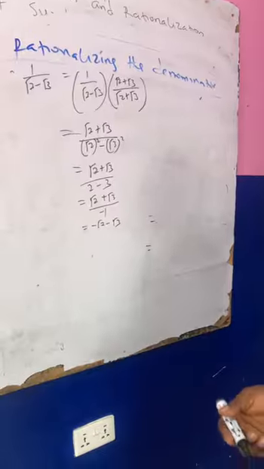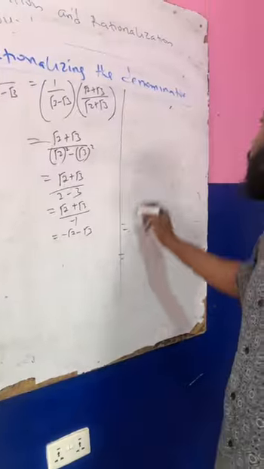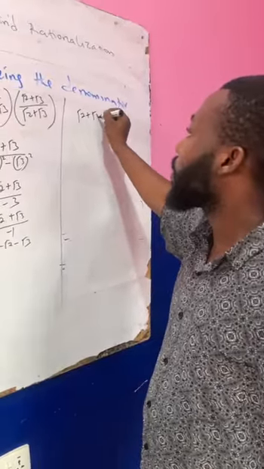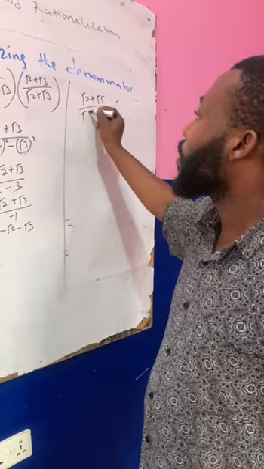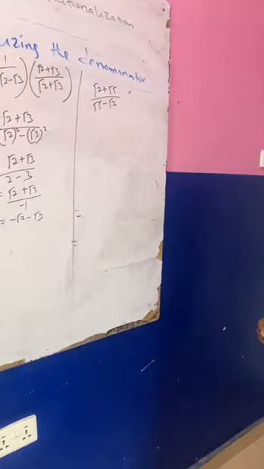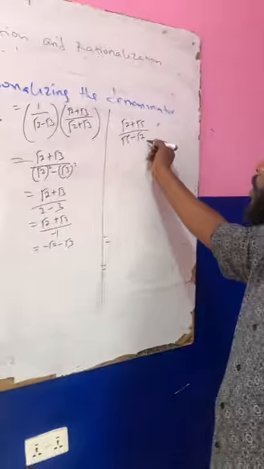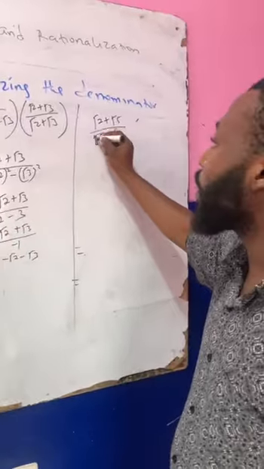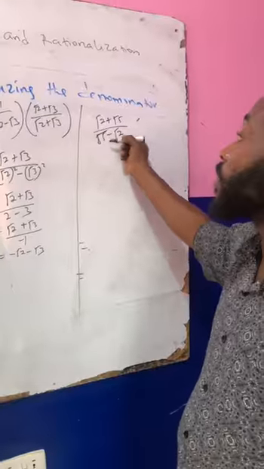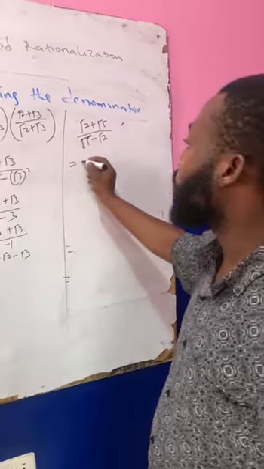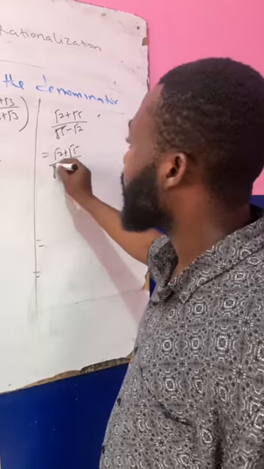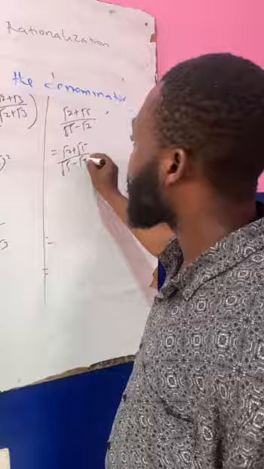Alright, let's take another example. Now I want to rationalize root 2 plus root 5 all over root 5 minus root 2. So, if you want to rationalize, of course, this is a binomial. So all we have to do is to find its conjugate, which is root 5 plus root 2. So we are going to do root 2 plus root 5 over root 5 minus root 2.